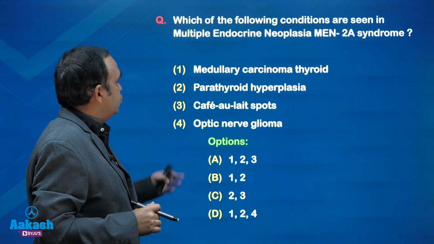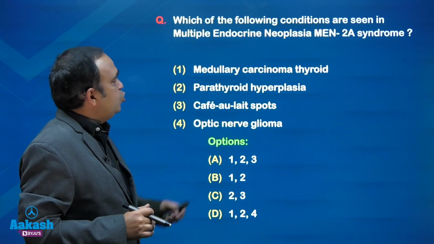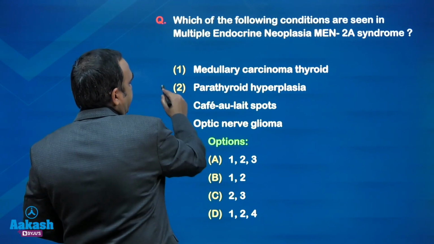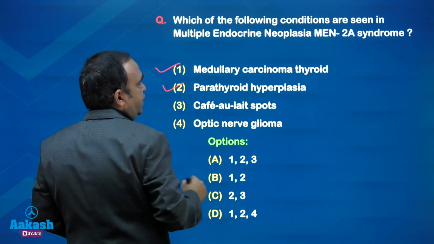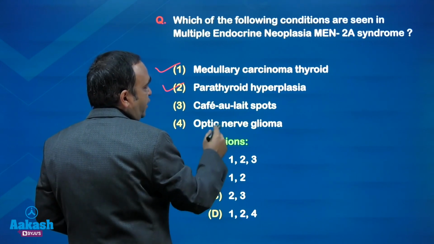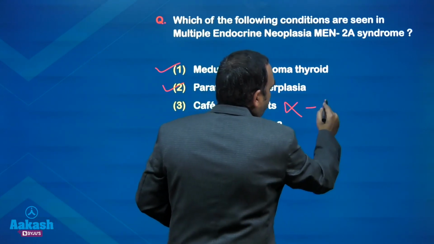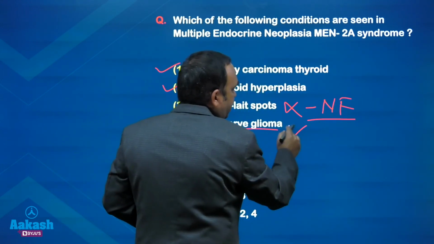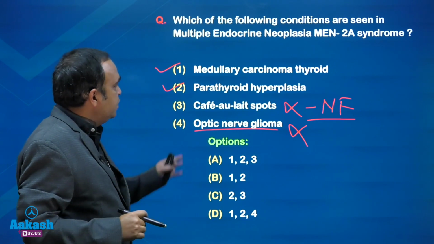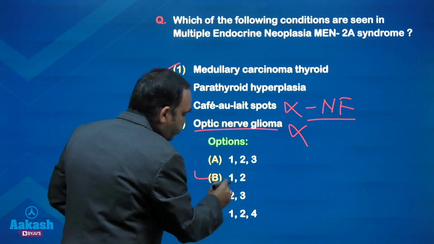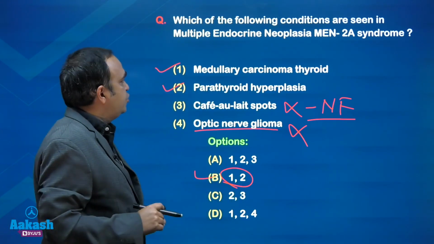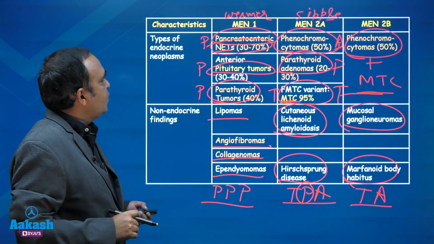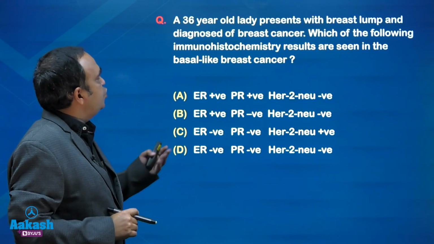Now go back to the question. MEN 2A. 2A is thyroid, parathyroid and adrenal. So parathyroid is seen, medullary carcinoma thyroid is seen, café-au-lait spots are not seen, all of you know, they are seen in neurofibromatosis. Optic nerve glioma is again not a feature of MEN syndrome. So the choice here is, what do we see? Only 1 and 2, that is combination of medullary and parathyroid tumors. So this is about MEN. So move on to next question.